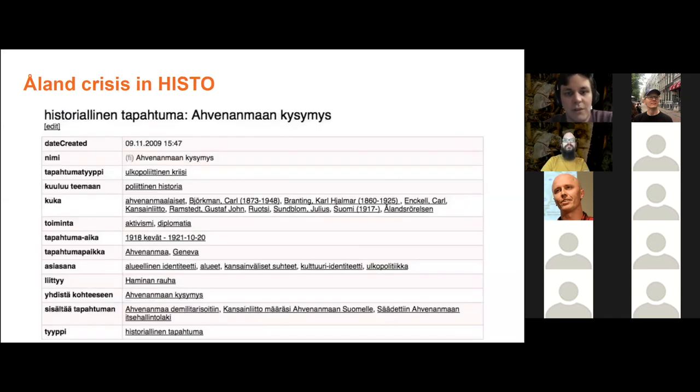However, in Histo, presenting the same event as Åland crisis, you can see that there are many different sort of types there. It is international crisis, it is part of team political history, and these are all entities. They are not just literal descriptions. There are many, many participants, again, linking to these URIs. There is time, there are expressed places where it happens, and it's related to other events and so on. And these can be used to automatically deduce things in a way that simply this Finto description could not.